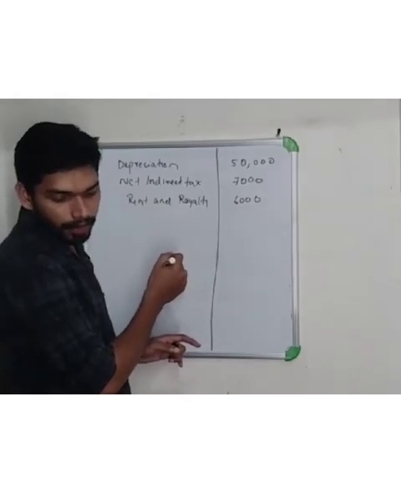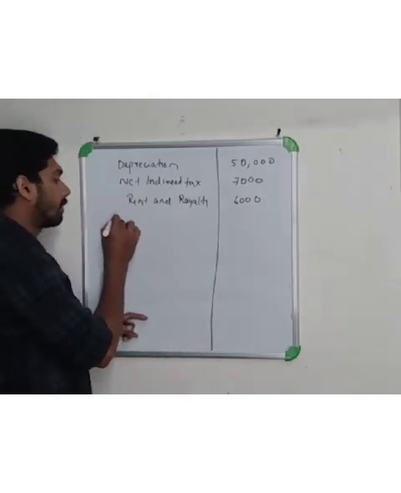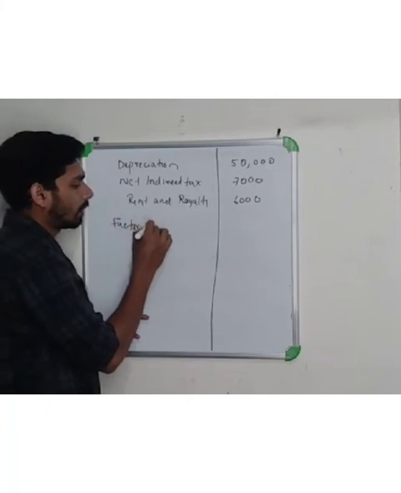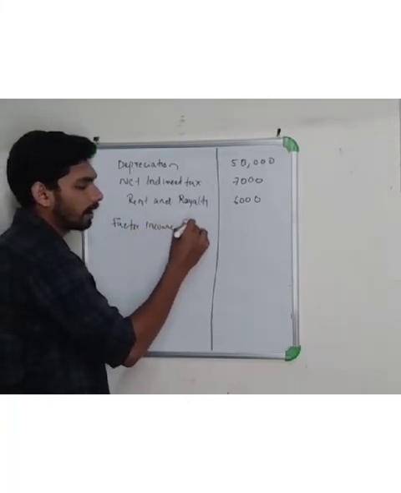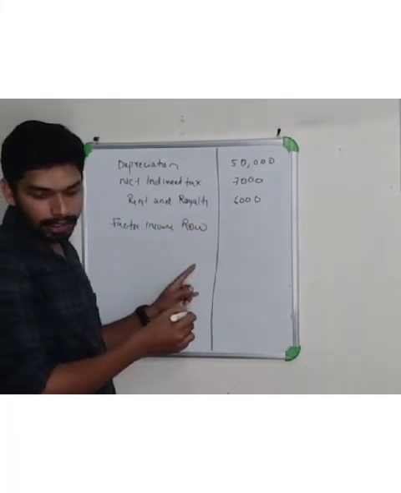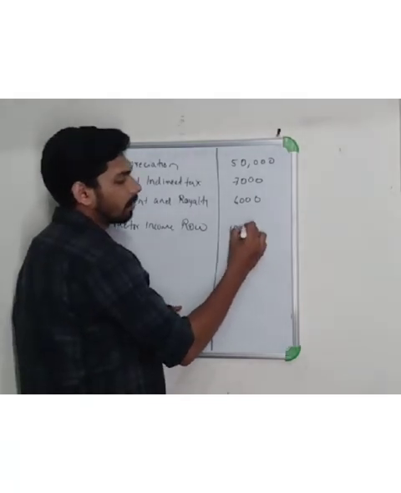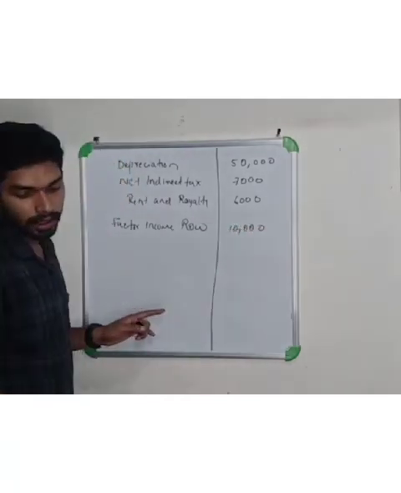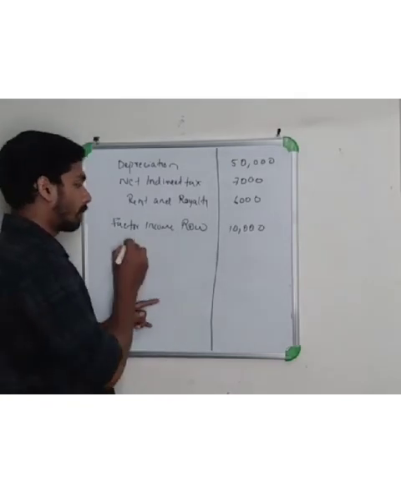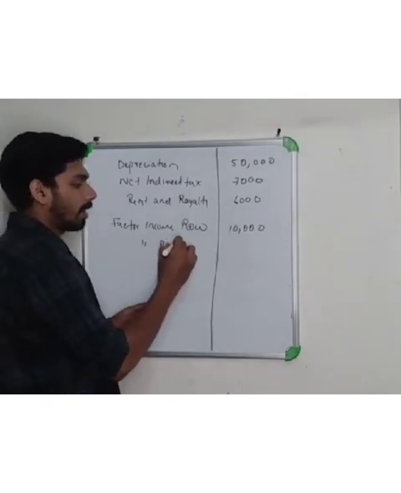Now, the factor income received from the rest of the world, that is 10,000. Then the factor income paid abroad.